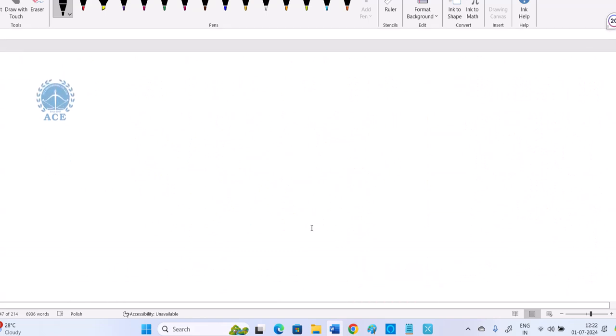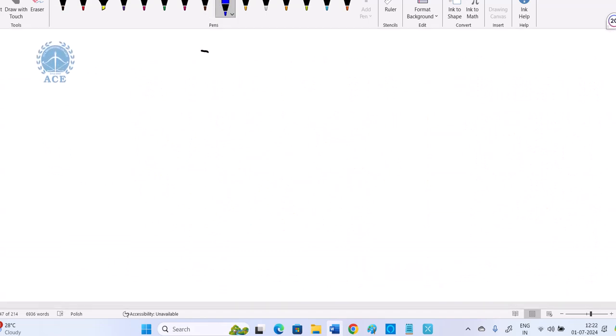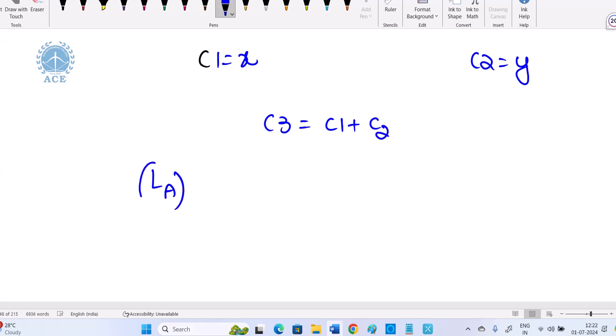To clarify that, I am taking container 1 quantity as x and container 2 quantity as y. Now finally what I want to get is container 3, a new container. Container 3 is obtained by mixing container 1 plus container 2. In container 3, liquid A and liquid B is 1:1, which means liquid A in container 3 must be equal to liquid B in container 3. Whether you agree with that?